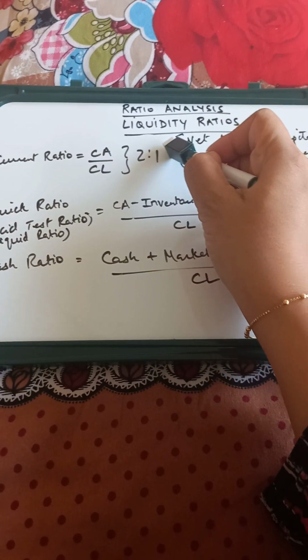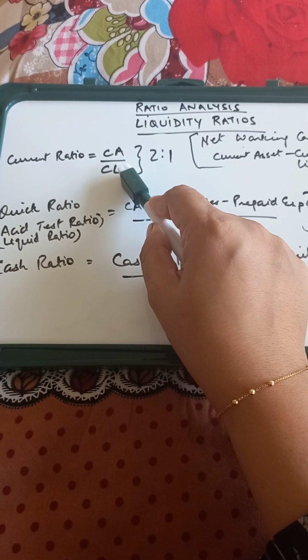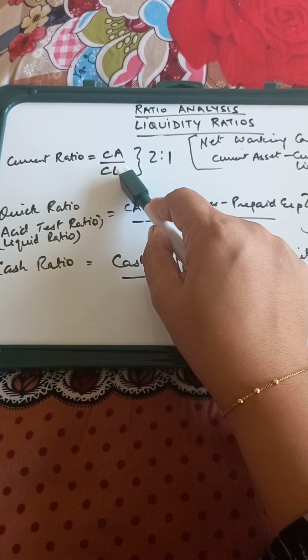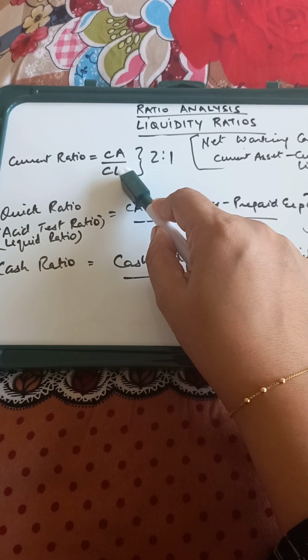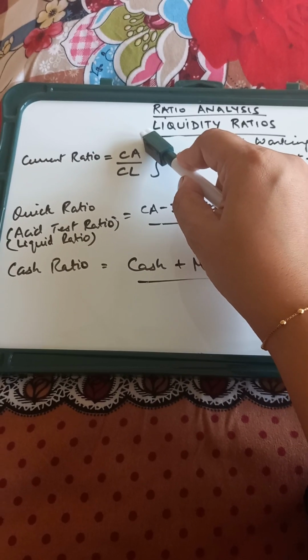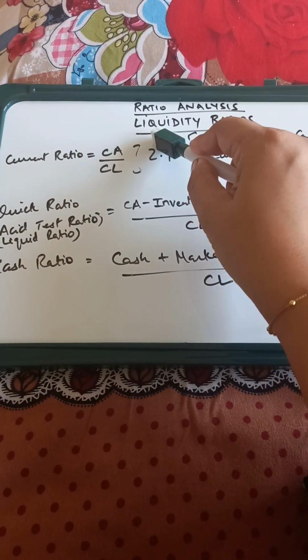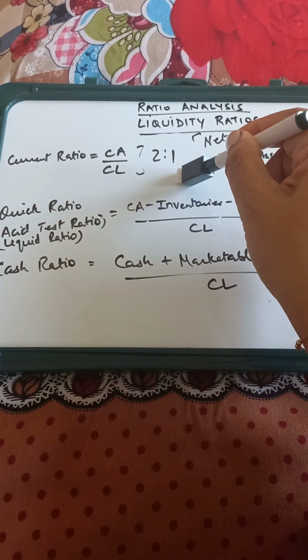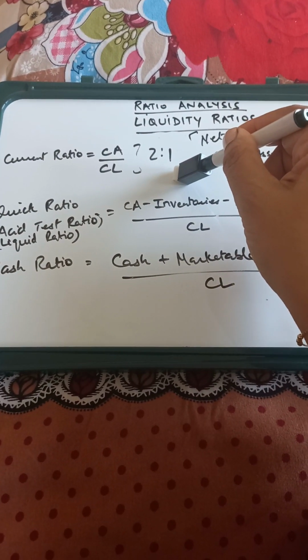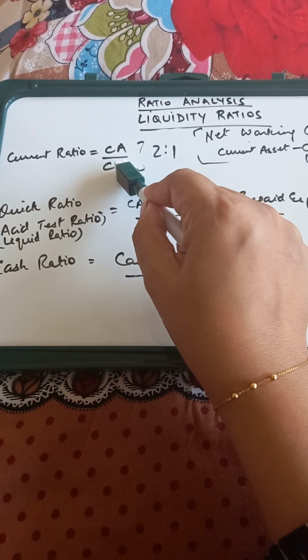This means that for every $1 of current liabilities, the company has current assets worth $2, which means that the company has a 2:1 ratio. That is, the company is well covered to meet its short-term liabilities, which are the current liabilities.